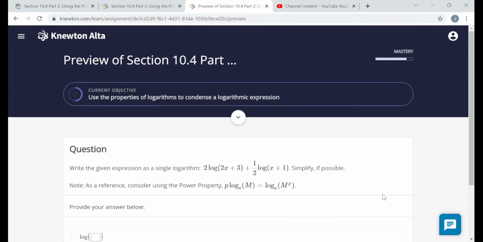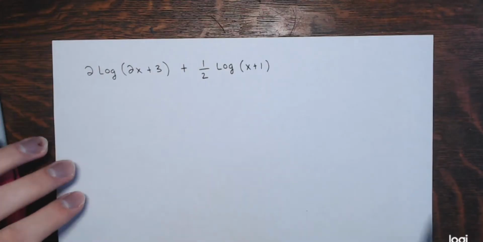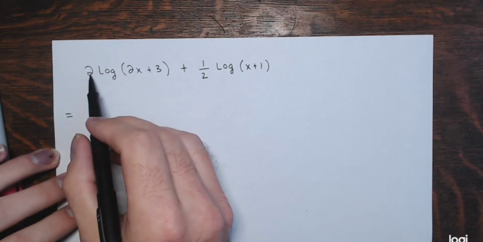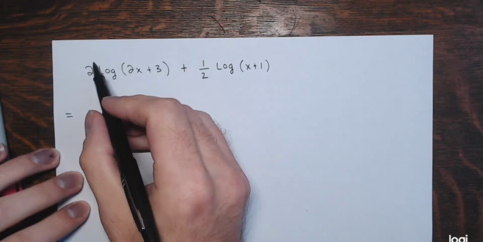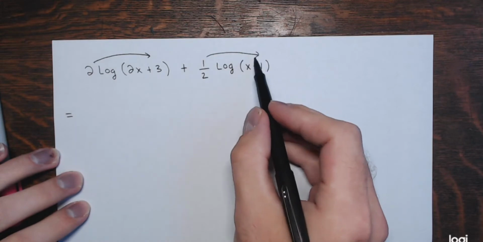So again, I'll write this expression out. Oh, they're even telling you to use the power property, but I've been mentioning that, right? When I'm doing these condensings, I'm starting with the power property. Any number multiplied by a logarithm, I'm putting inside as the power of the argument. So this 2, this 1/2, I'm going to put those inside as powers of the arguments.